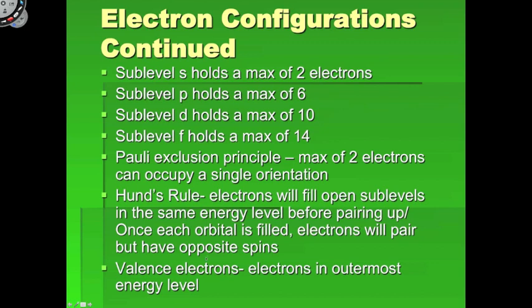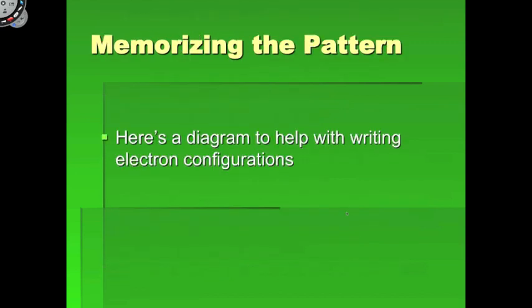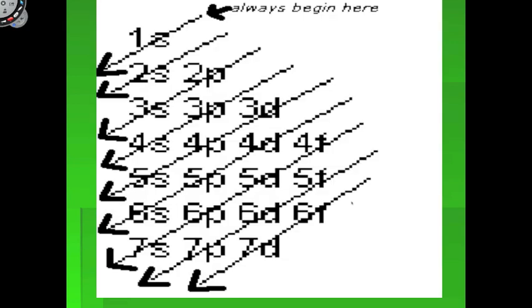Now, valence electrons. Valence electrons are the outermost electrons. It can range from 1 all the way up to 8. Valence electrons are the outermost energy level electrons. All right. Now, here's a diagram that I use in class to help my students remember how to write it. And that might be a little hard to understand. That's the Aufbau sequence that you use to help know what the order of lowest energy level to highest energy level is.